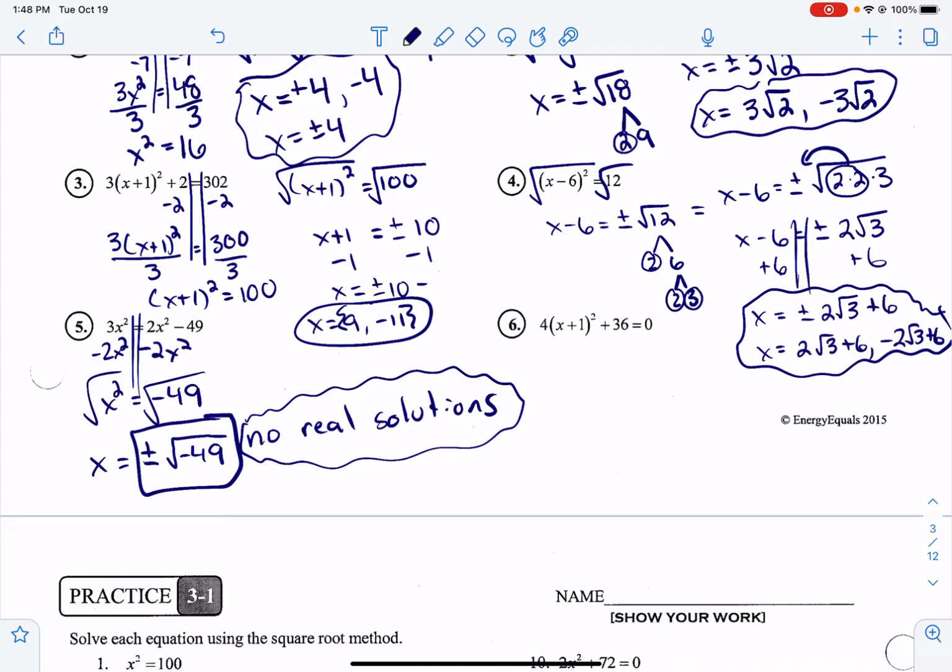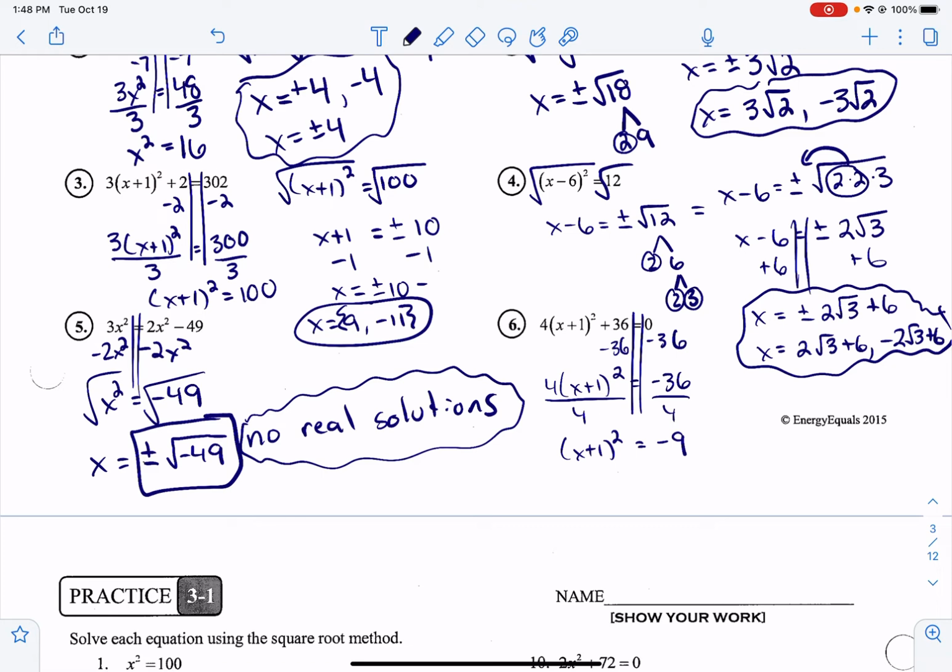Okay, number 6. I've got an x inside parentheses, so let's go ahead and let's do our square root method. So I'm going to minus 36, and I can already see a problem that's going to come up. 4 times x plus 1 squared equals negative 36. Divide by 4. So x plus 1 squared equals negative 9.